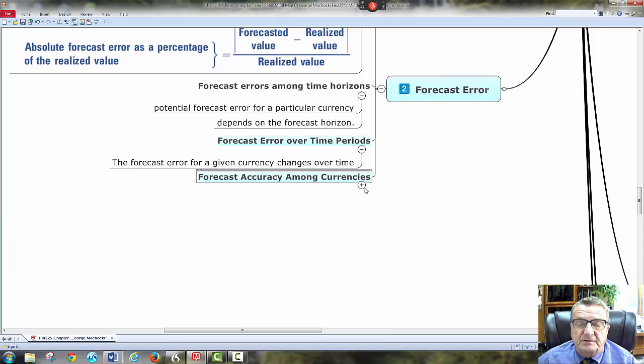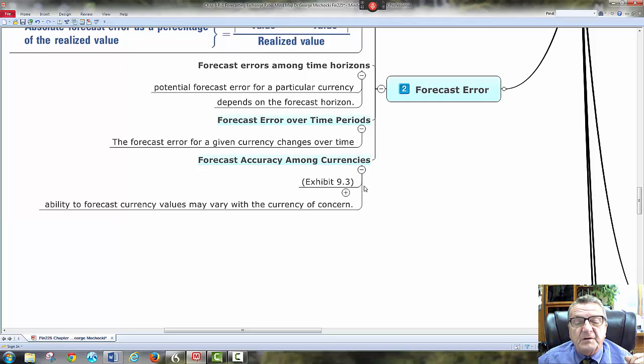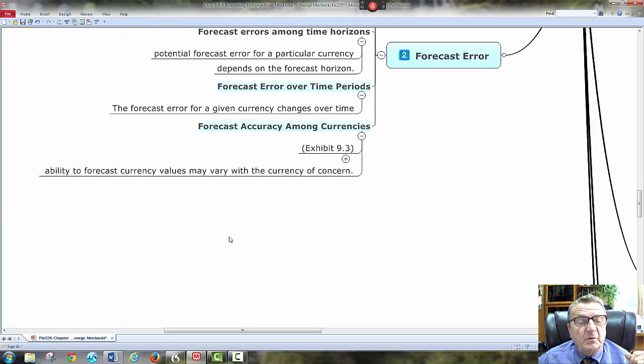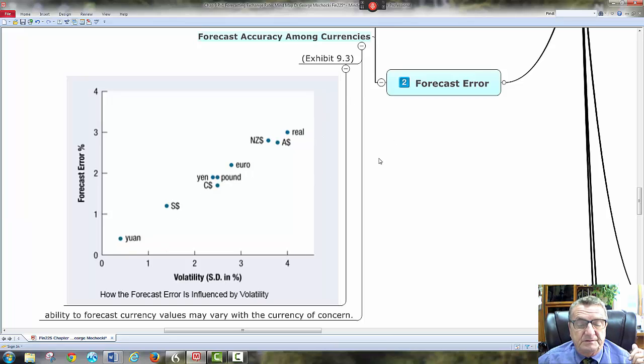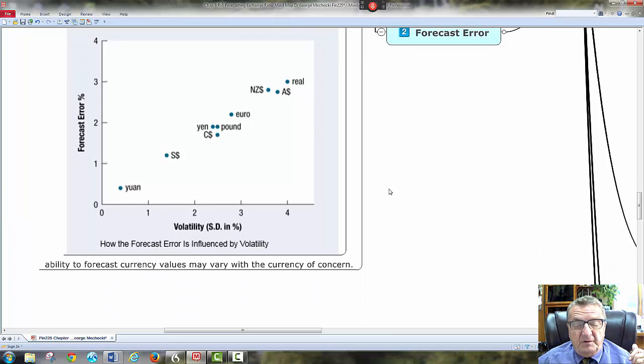Just a reminder, forecast accuracy among currencies: the ability to forecast currency values may vary with the currency of concern. Here they have different currencies, and you can see the volatility of the currencies, the forecast and the percentage, and how they vary with the currency of concern.